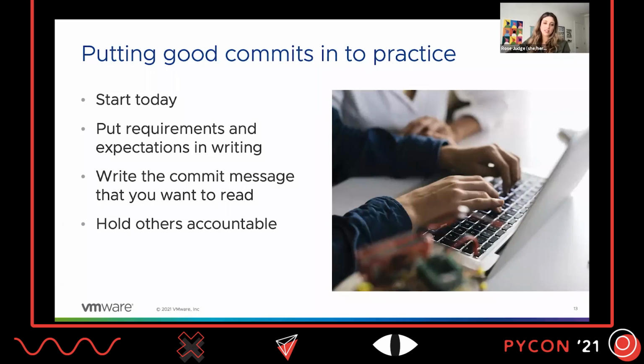And it's tempting to just say, forget it, we'll worry about it next time. But know that holding others accountable for their work creates a culture of continuous improvement, which makes your project and the engineers who work on it better.